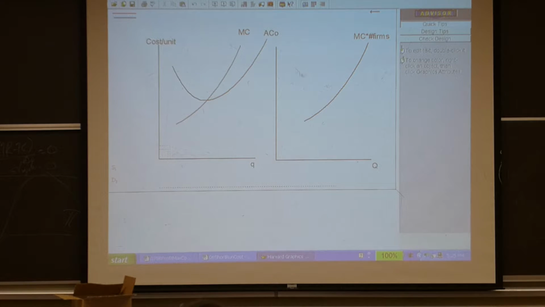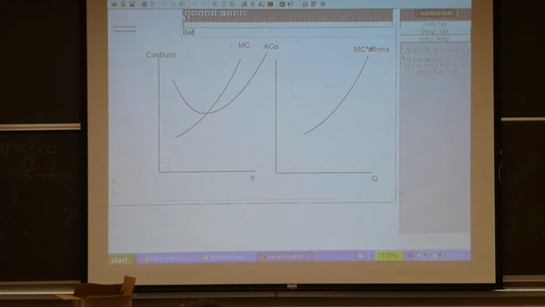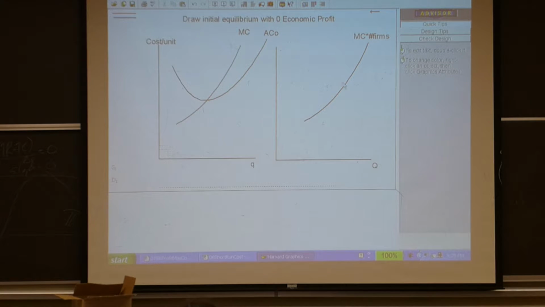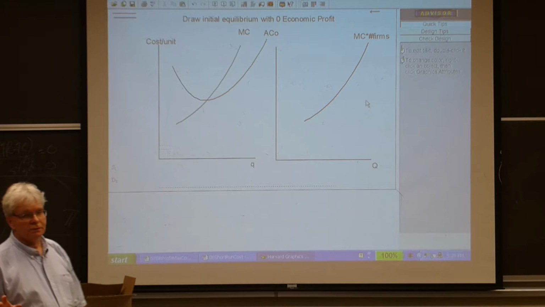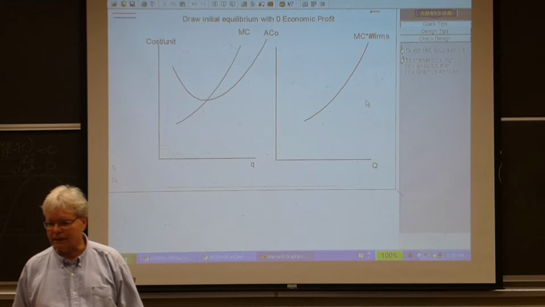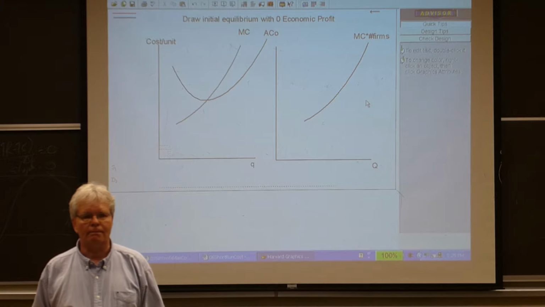So now then, I want you to begin, draw the initial equilibrium with 0 economic profit. Okay, so do it. Show me the initial equilibrium with 0 economic profit. And as I said to you many times, this is the beauty of this course. If you can draw this stuff and you can understand it, it's beautiful.